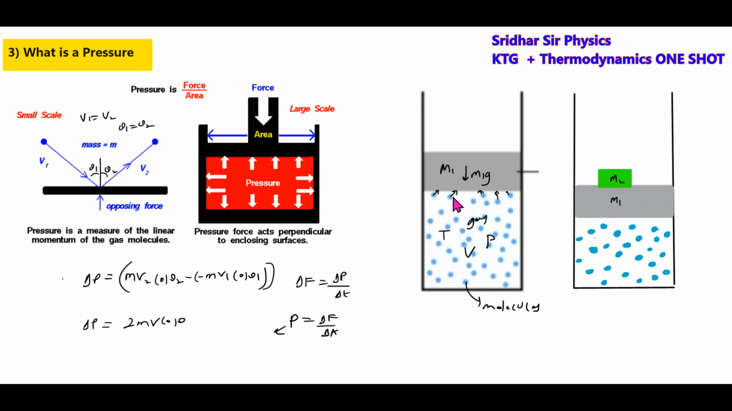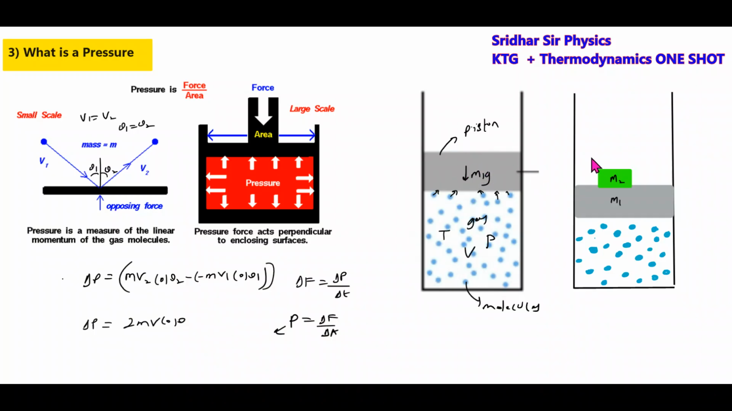The molecules here will balance the weight of this piston. Next, there is a piston. Who will balance the weight of the piston? The molecules only. One molecule? No. Millions of molecules, when they come and collide, they'll balance this.